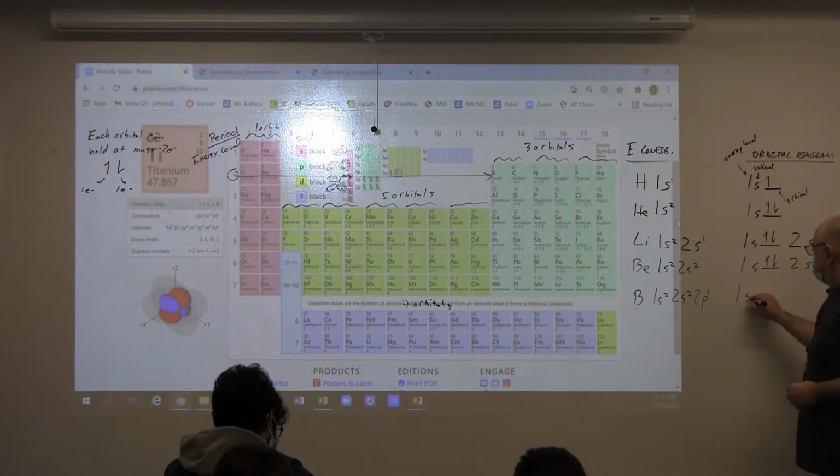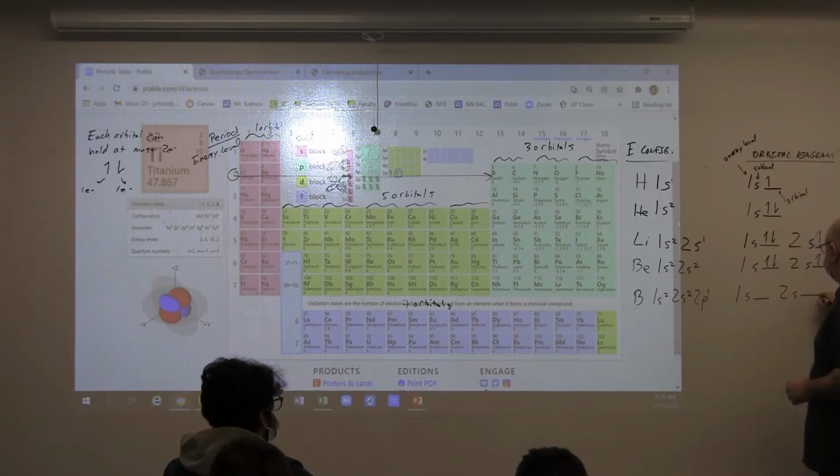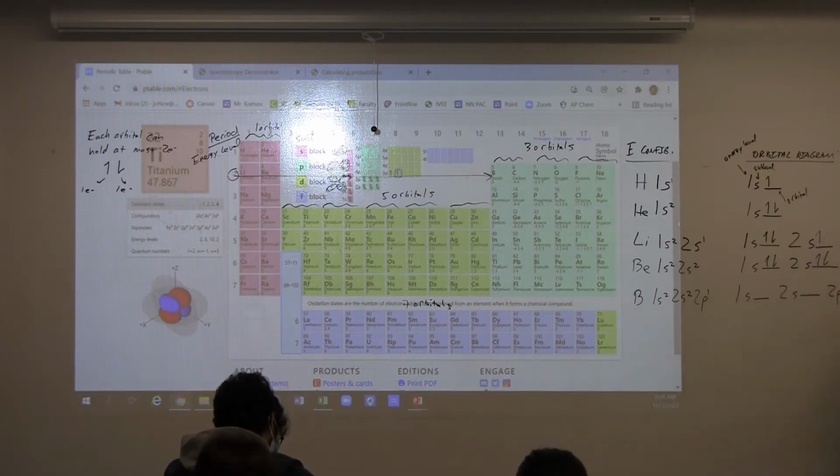Oh, no, I'm just looking at what we did yesterday. Right. Which is the pattern. Now, you're going to notice, in this case, when I write the 2p subshell, why did I write 3 lines? What am I trying to represent? The 3 orbitals. Excellent.